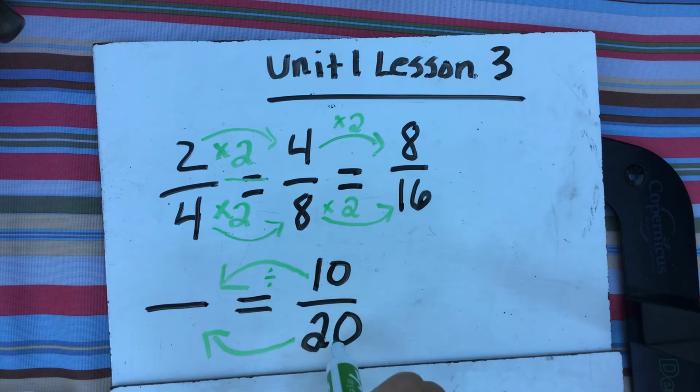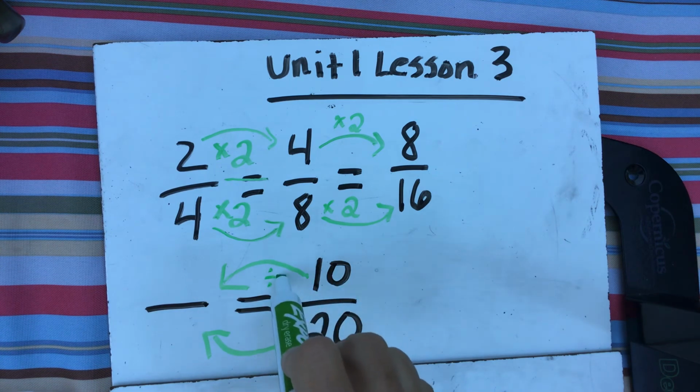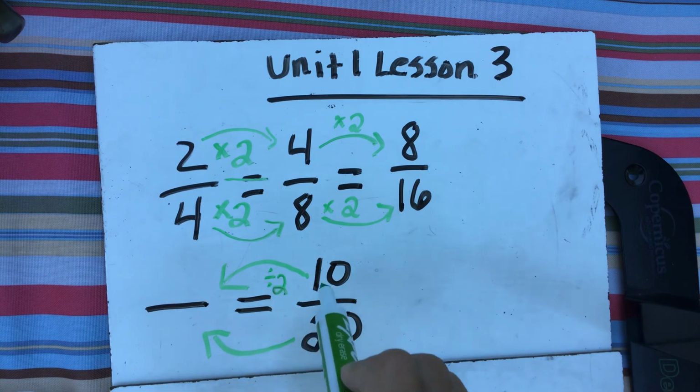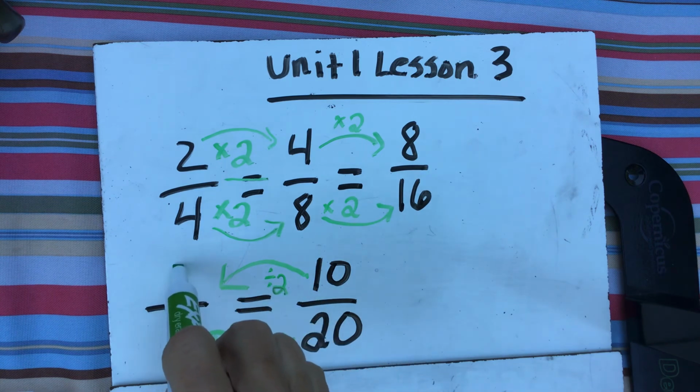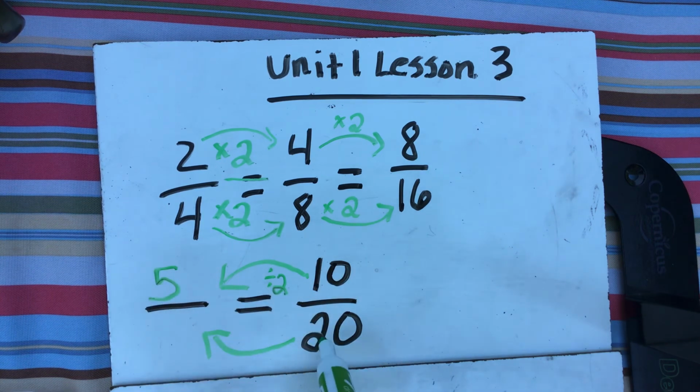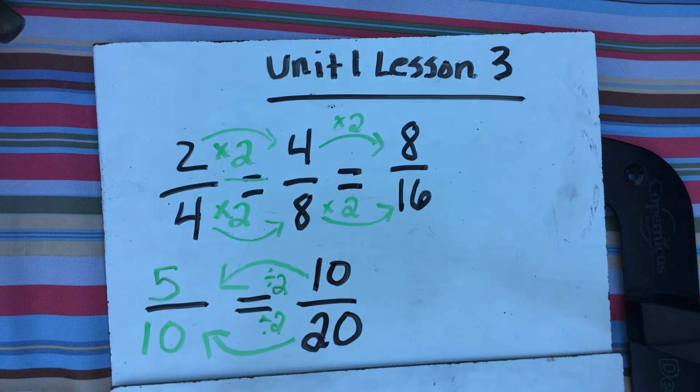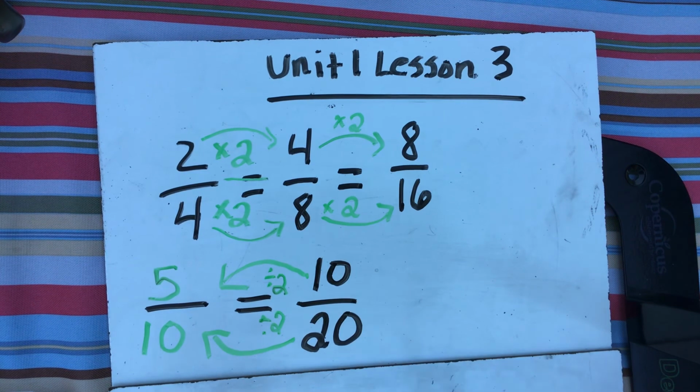So I'm going to say, well, this is even. 10 and 20 are both even. I could divide both of them by 2. 10 divided by 2 is 5. 20 divided by 2 is 10. So I just made an equivalent fraction by dividing the top and the bottom, the numerator and the denominator, by the same number. And I could extend it the other direction.